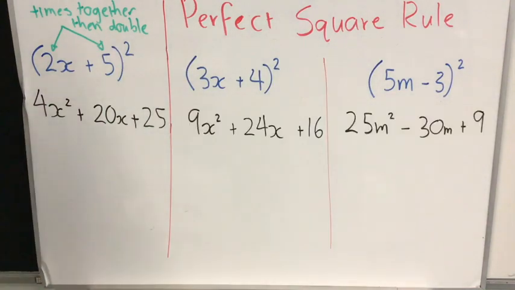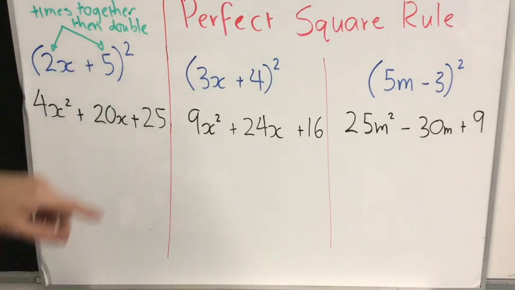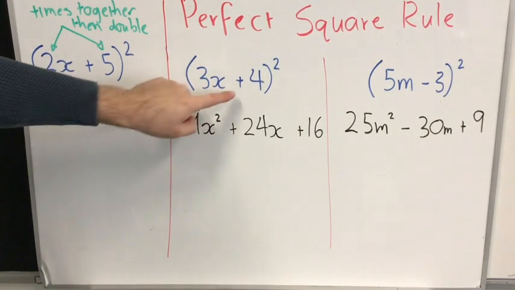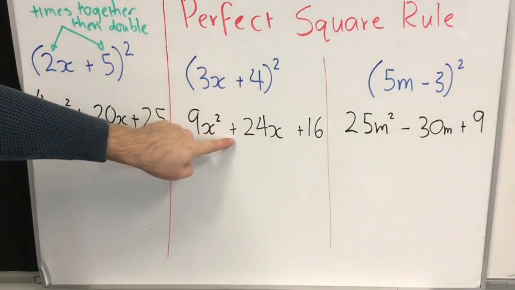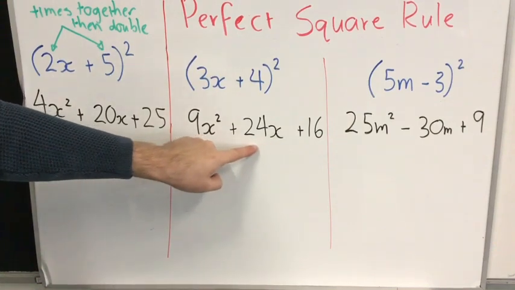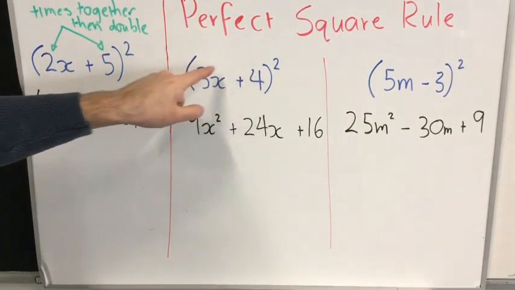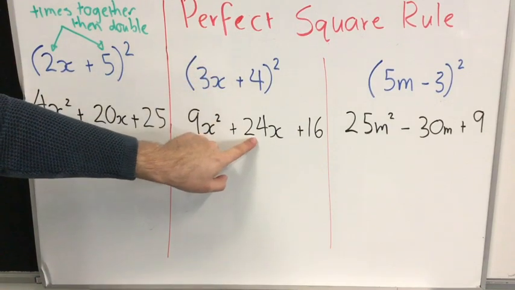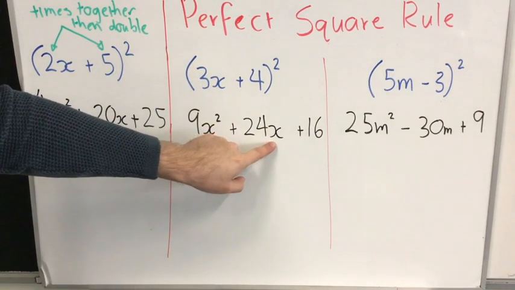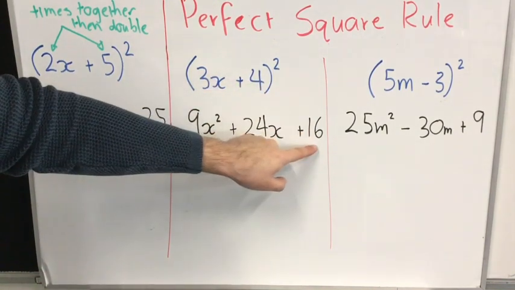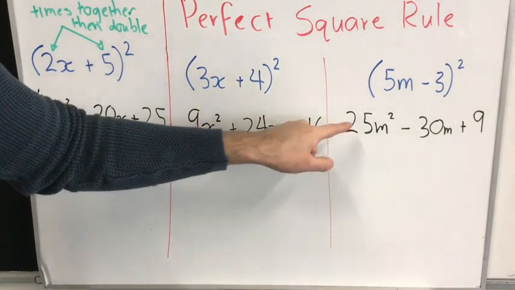Go. Okay, here are our final 2 answers. Don't forget to square the 3, it becomes 9. There's a plus in the bracket, so a plus goes there. So to work out this middle number, times the numbers in the brackets together. 3 times 4 is 12. Double 12, 24. Put the X next to it. That one there, always a plus. 4 times 4, 16.